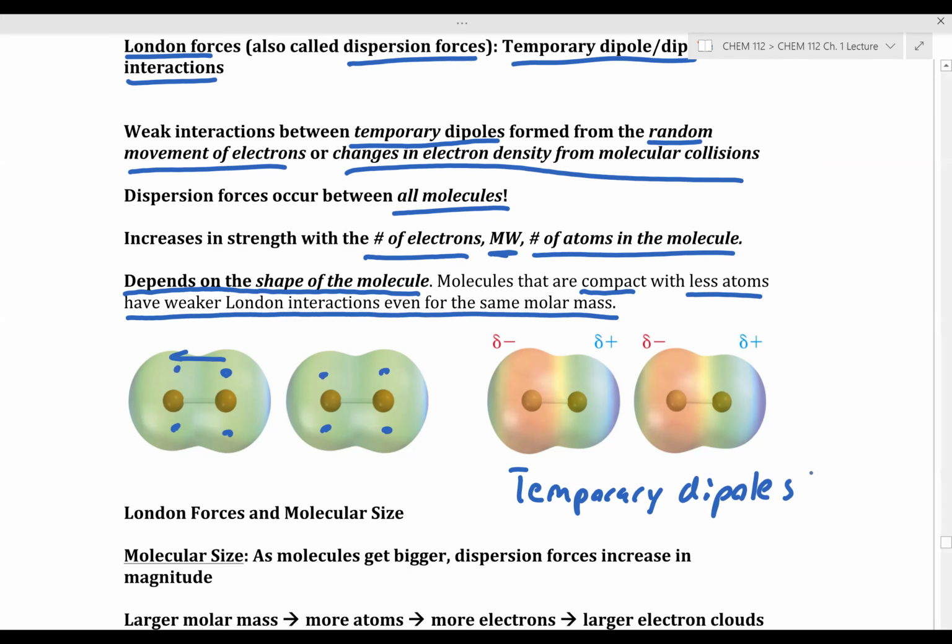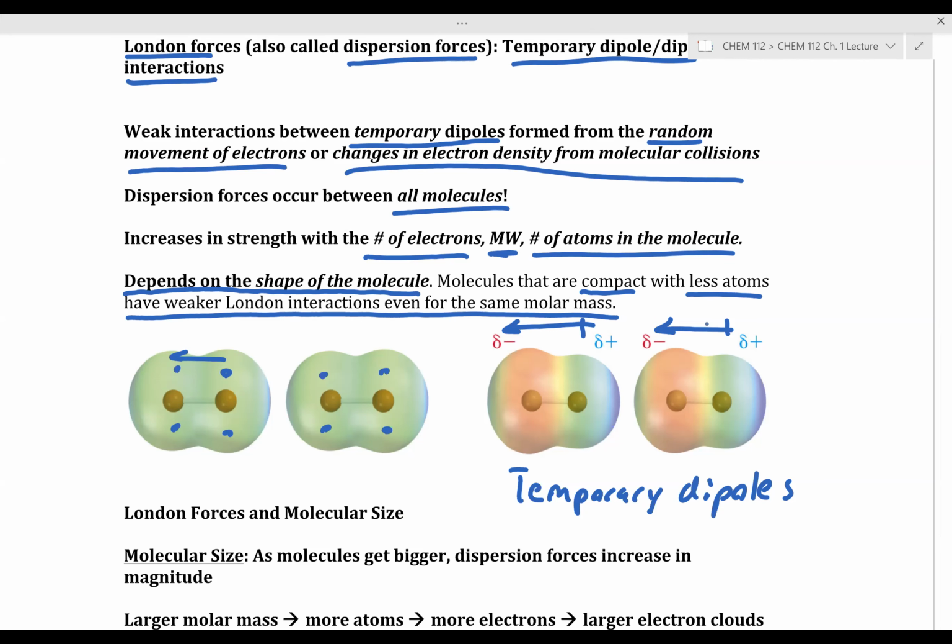And as there is a temporary separation of charge, we in turn have a series of partial charges. Now, these partial positive and partial negative charges that are temporarily generated, can they attract? Do these opposite partial charges attract? Yeah, and this interaction between temporary dipoles is stabilizing. This is an intermolecular interaction between two molecules.